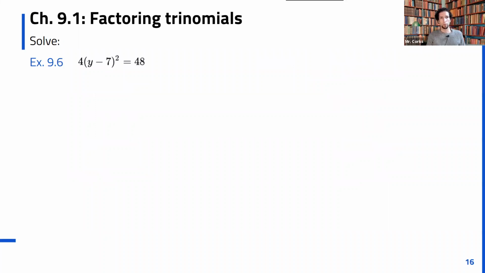What do you want to do first to try to solve this one? Divide both sides by 4. Okay, so y minus 7 squared equals 12. And then what? Square root both sides. Okay, so square root of both sides.